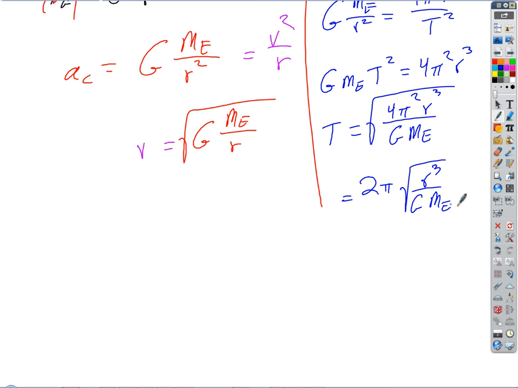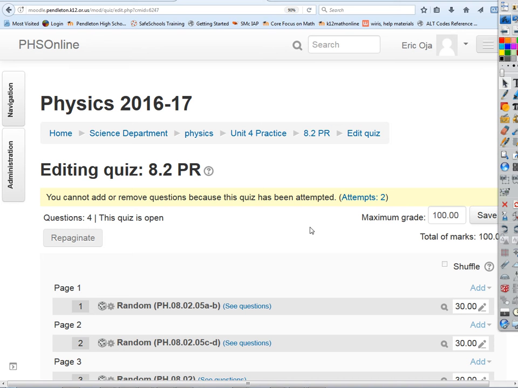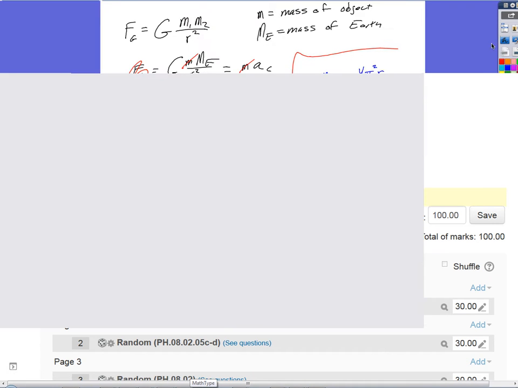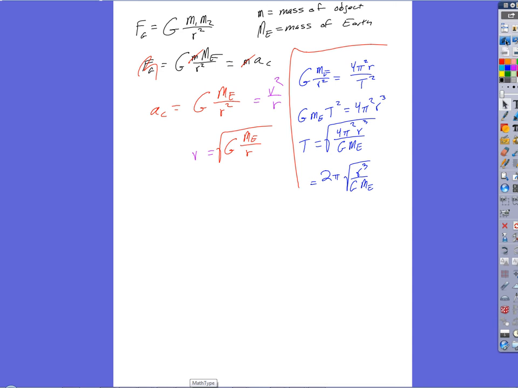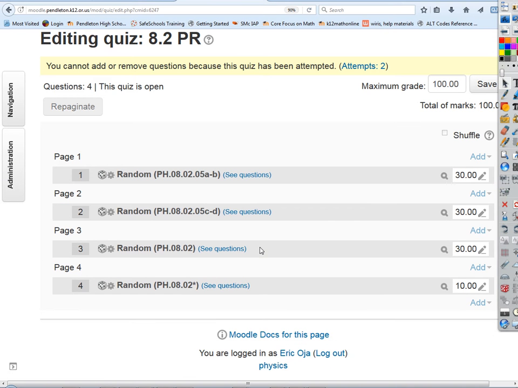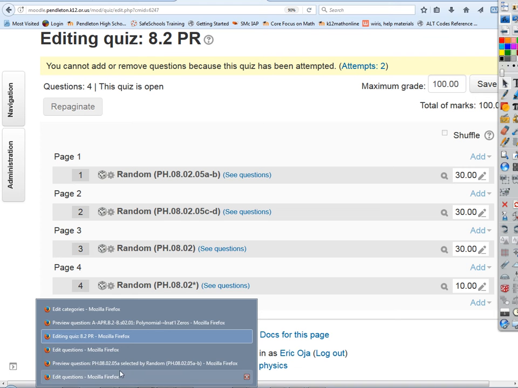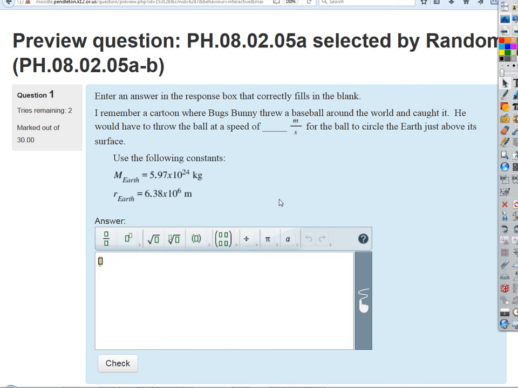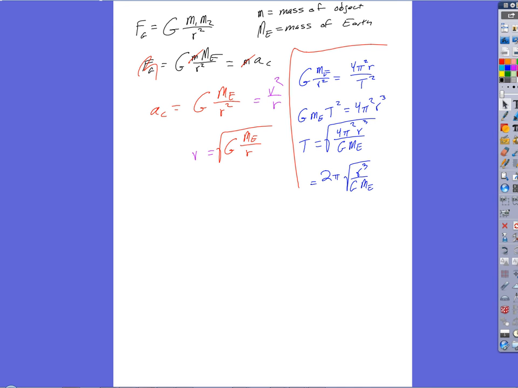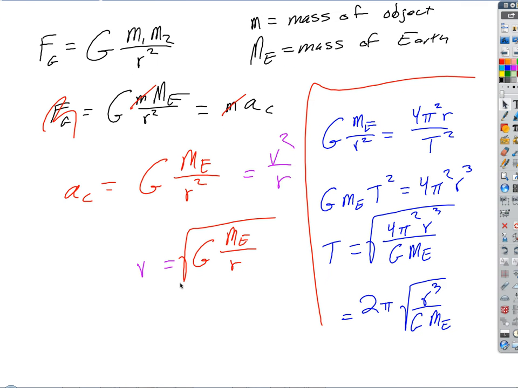So what about this one then? Let's go back to this problem. If we're trying to find the speed and they're giving us m and r, that's not a big deal, right? Because I can just use that equation right there, can I? What am I going to use for r?